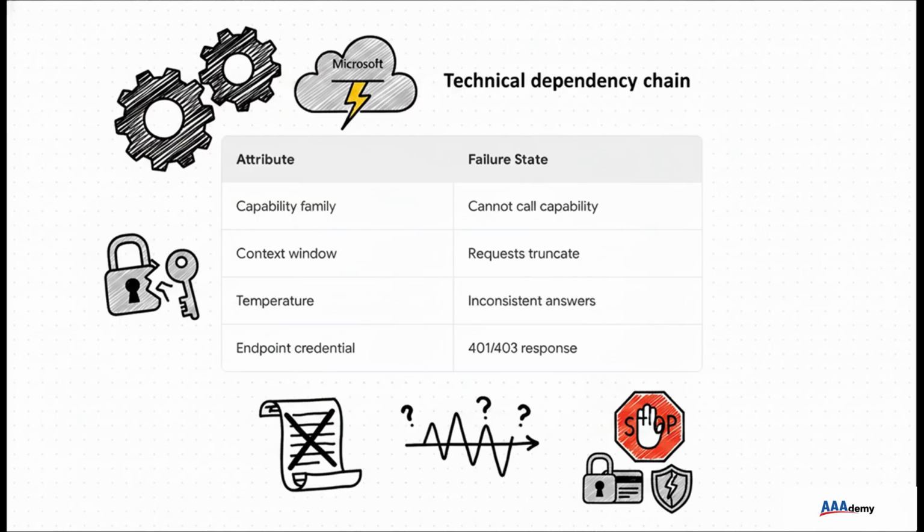Misjudge the context window token budget, and your requests truncate or fail before the required evidence is even included. If you mess up the temperature on a strict data extraction task, you're going to get wildly inconsistent answers. And of course, without the right endpoint credential, you just get an access denied response. It's capability first, identity second, parameters third.